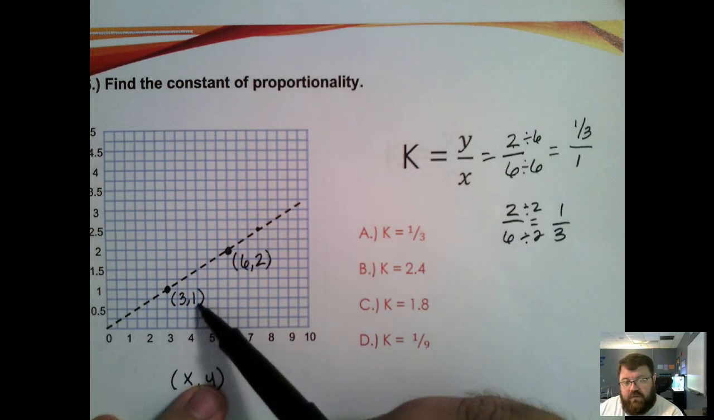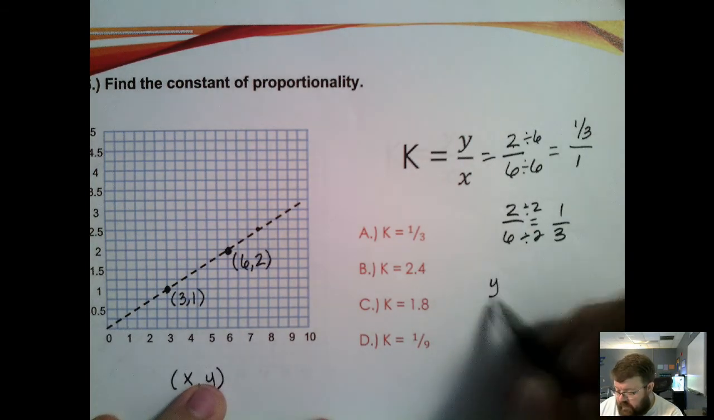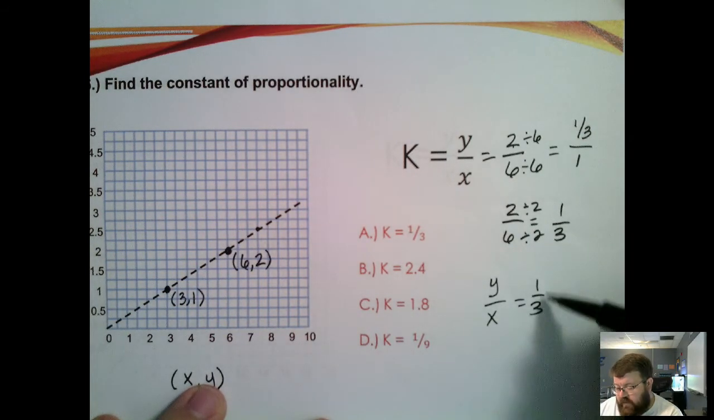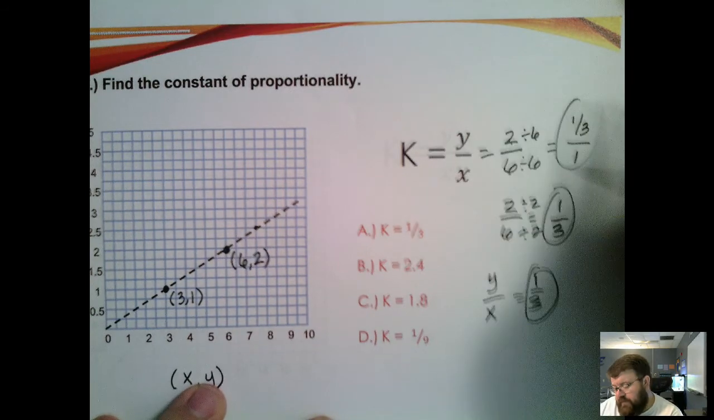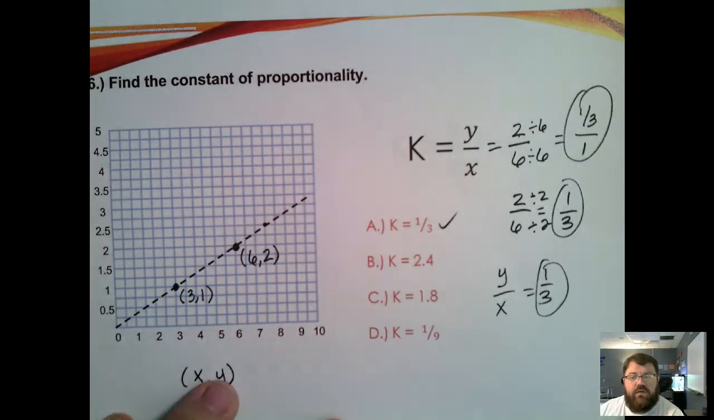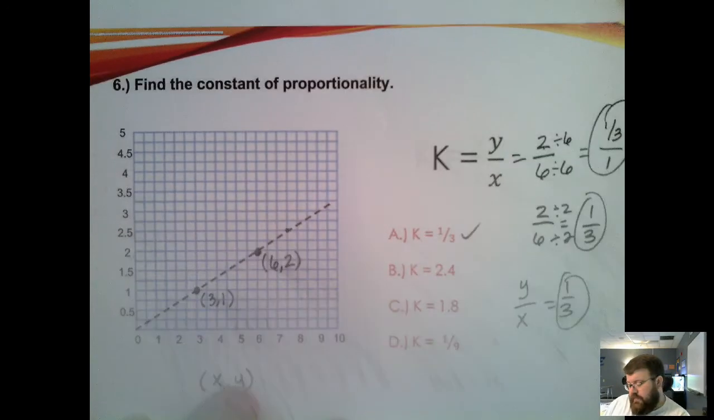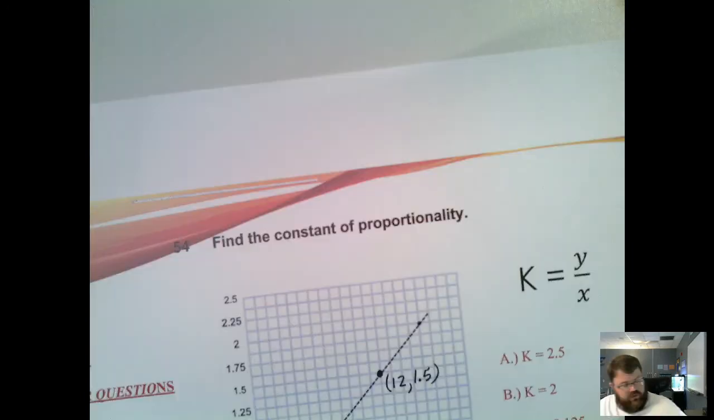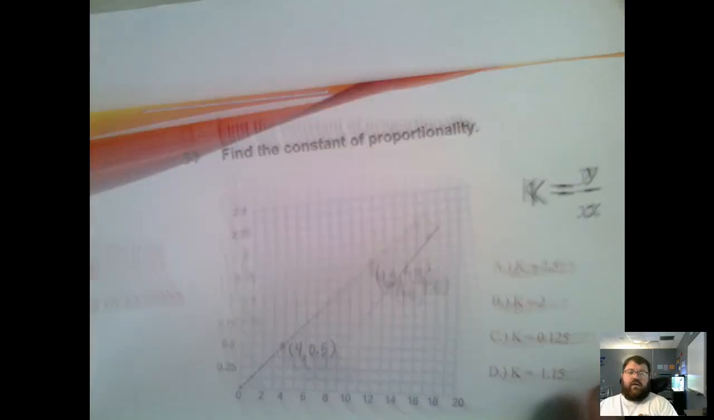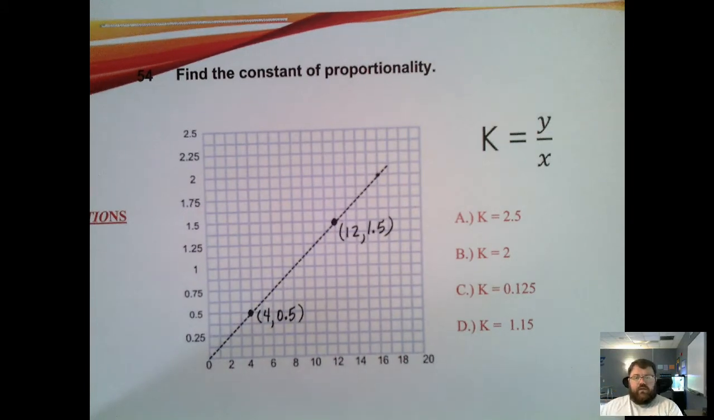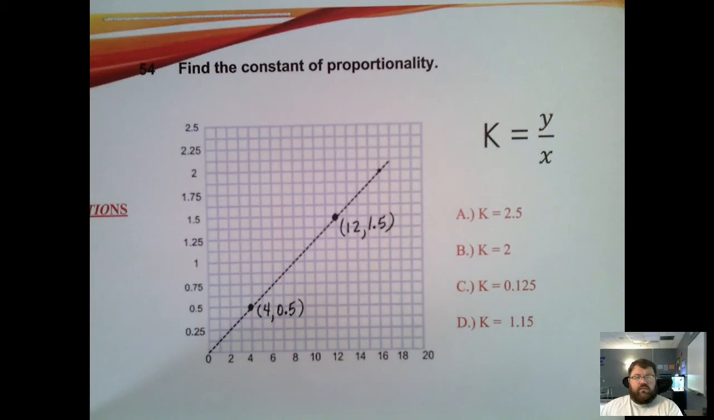If you chose this one, y over x, 1 over 3, there's nothing you could have done with that. So it wouldn't have mattered. You should have gotten 1/3 for your answer. Okay, this one. Go ahead and pause the video and answer the question.